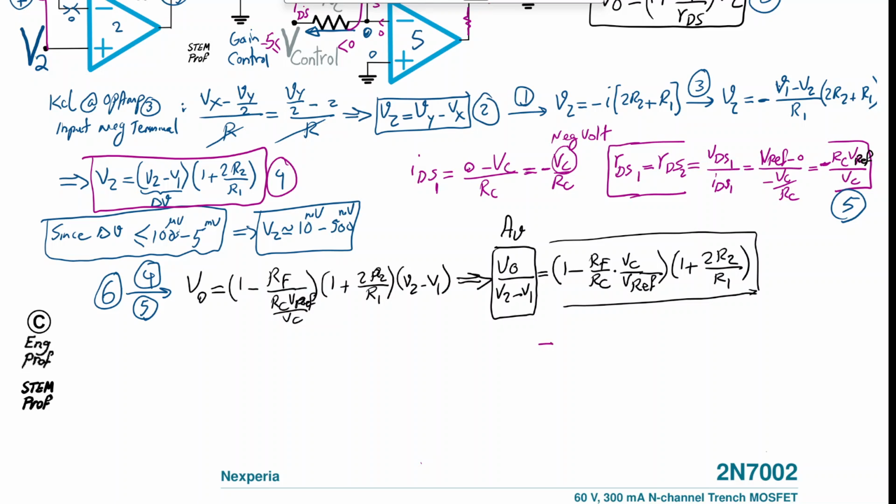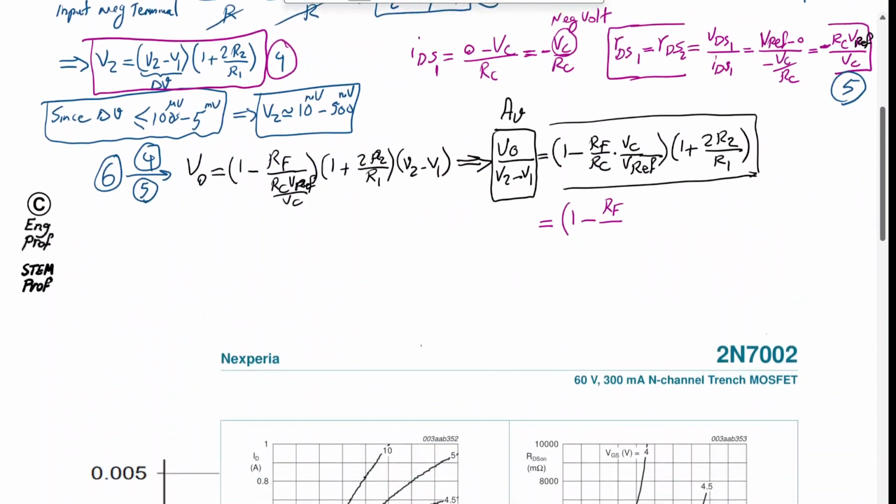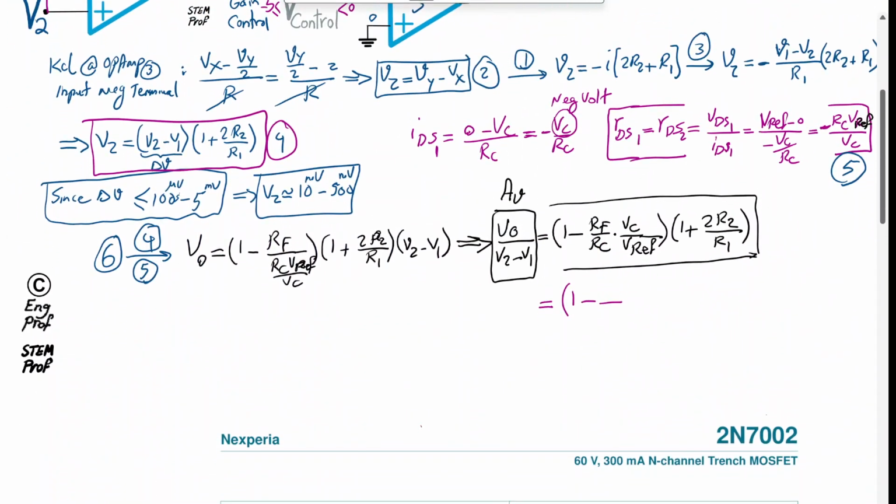Now with substituting the values, we have 1 minus RF over RC. We can set it to whatever we want. RC, as an example, I said we can set it to 1 kilo ohm, and I'm also going to select a value for RF as well. So let's say 1 kilo ohm for RC. VC, the control voltage, is something that we need to adjust for our electronic gain control, or that can potentially be used in automatic gain control or AGC. VREF is 1 volt.